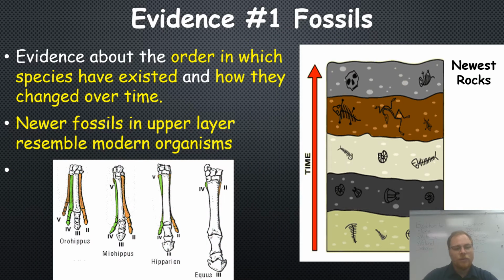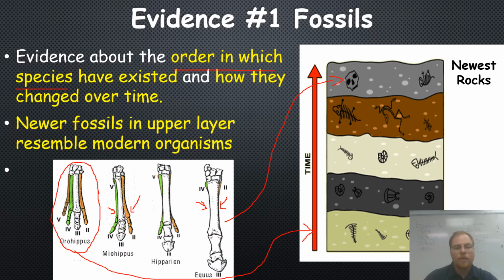So fossils and the fossil record are evidence for the order in which species have existed and how they've changed. In the horse example, you've been able to see how the ancestor had 4 toes, and over time these toes have shrunk, and eventually you get something like the modern horse. So these newer fossils up at the top are going to resemble the modern organisms, and the older ones are going to be at the bottom, and they're going to resemble their ancestors.